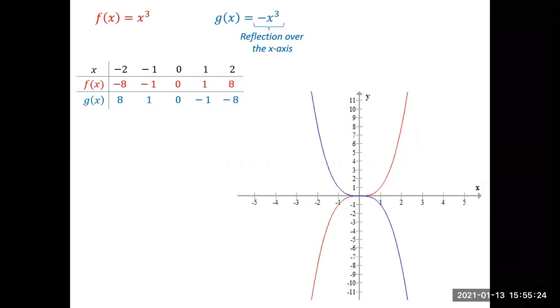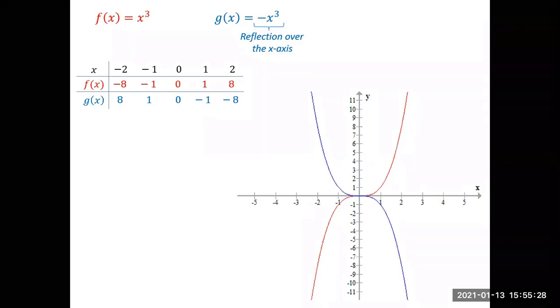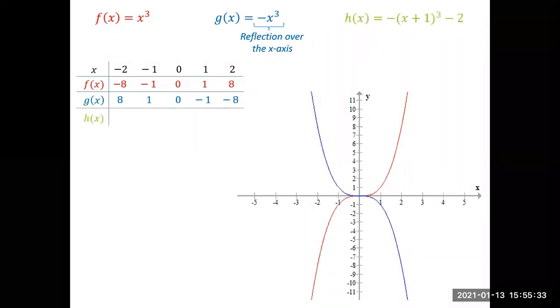So now let's put all of these transformations together into one function and see how that affects the graph. So here's our function, the negative of x plus 1 cubed minus 2.